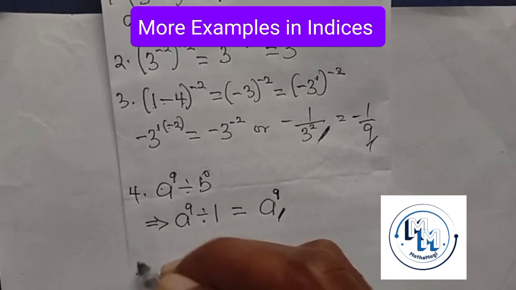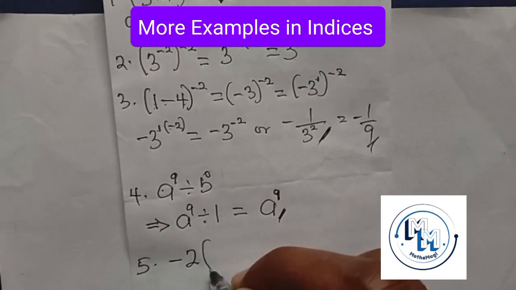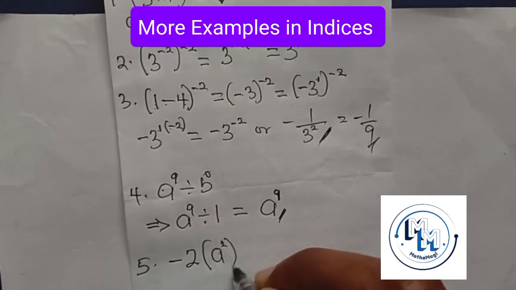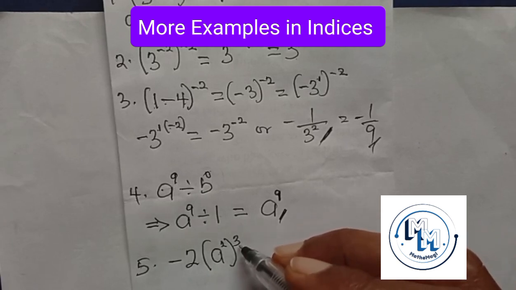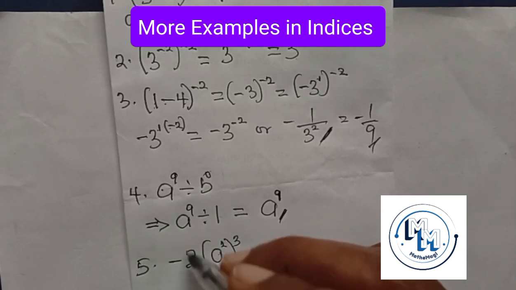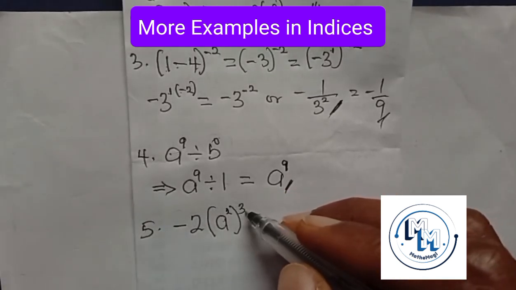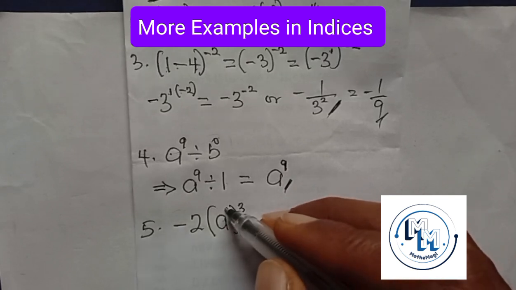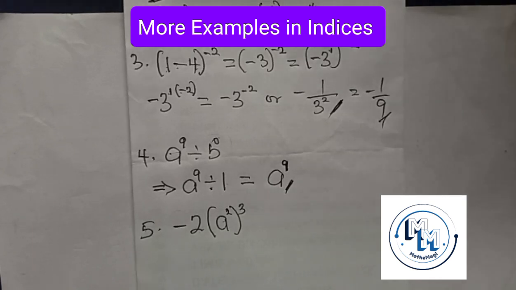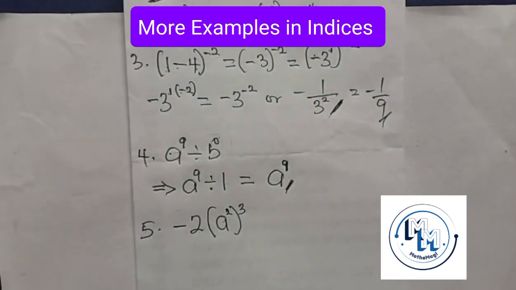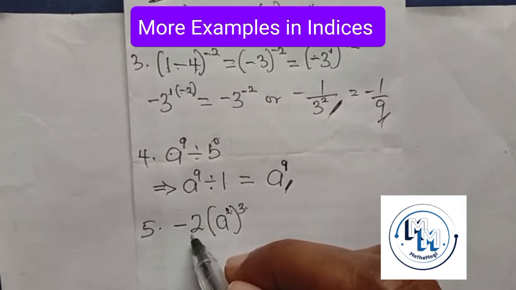Now the fifth one comes this way. Fifth one is minus 2 into bracket a power 2 bracket close, all power 3. Listen, this 3 here only affects the one inside the brackets, not the minus 2 outside. The 3 has business only with the power 2 here. That is where the 3 is going to affect, not the one outside the brackets.